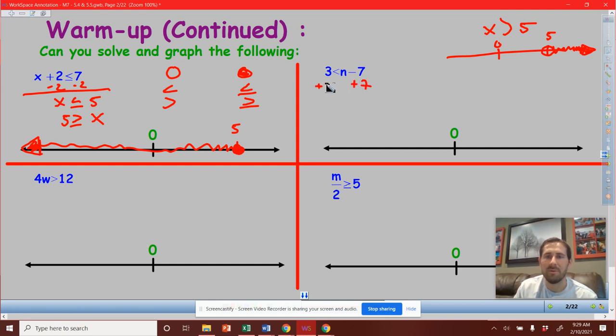We'll plus 7 to both sides, do the opposite of the minus 7, which is next to the n. And we're going to get 10, our inequality, and n. So n is greater than 10. Put 10 on a number line. It's an open dot and indicate everything greater.